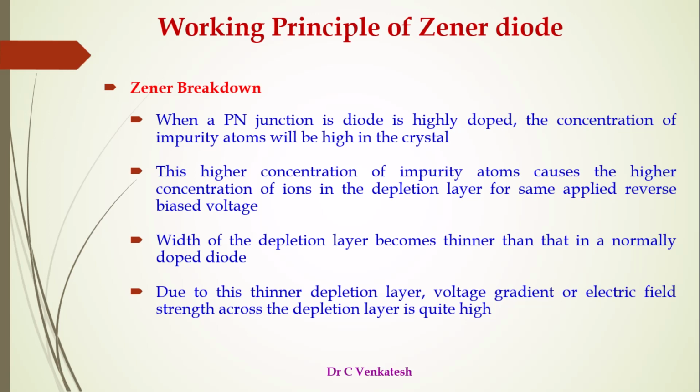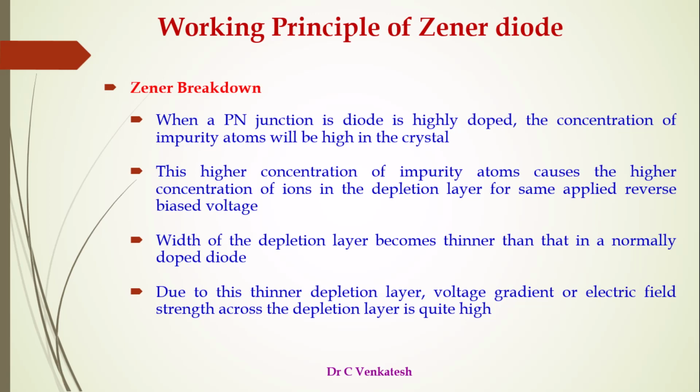Here, the PN junction is highly doped. The higher concentration of impurity atoms causes a higher concentration of ions in the depletion layer. That is, when the PN layer is formed, the doping concentrations are very high. So once the doping concentrations are high, the immovable ions in the depletion layer are also high.